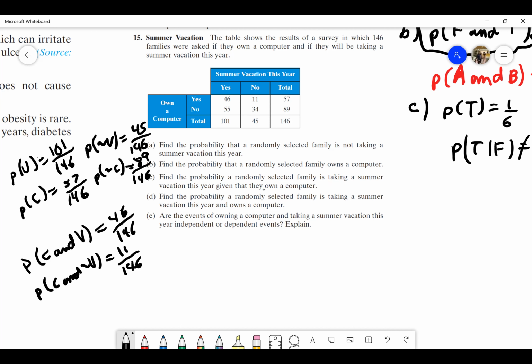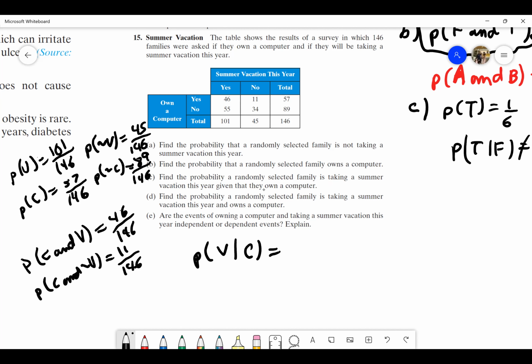And what's the probability they don't have a computer and they're not going to take a vacation? Great, fine and dandy. We're good with that. Now look at the next question I'm going to ask. What's the probability they're going to take a vacation given they own a computer?